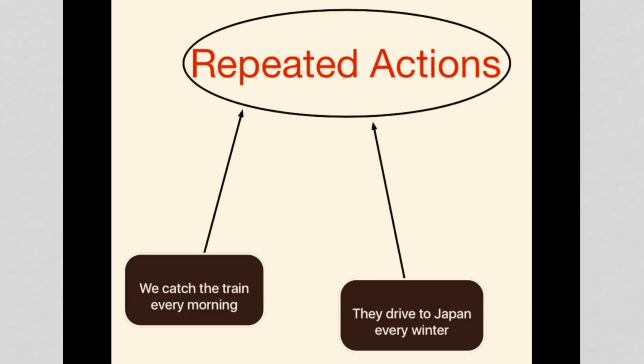So that's the next one, the repeated action, the things we do repeatedly, like we catch the train every morning. So every morning you're catching the train, that shows a repetition of an action. They drive to Japan every winter. That's the next one as well. Like they do these things repeatedly. So we can use present indefinite tense for repeated actions as well.